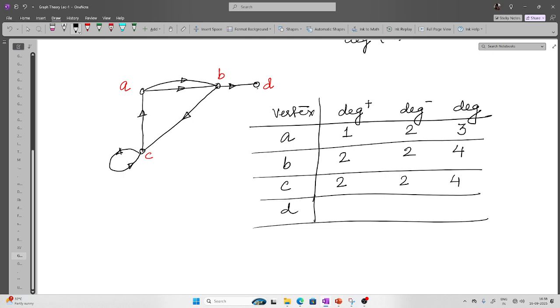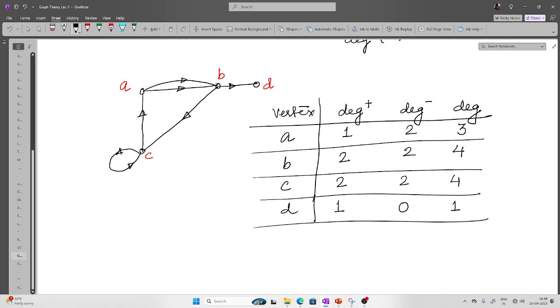For vertex D, what is the in degree? It is 1. What is the out degree? It is 0. And what is the total degree? It is 1. Okay. So that is how we evaluate the degree in case of directed graphs.